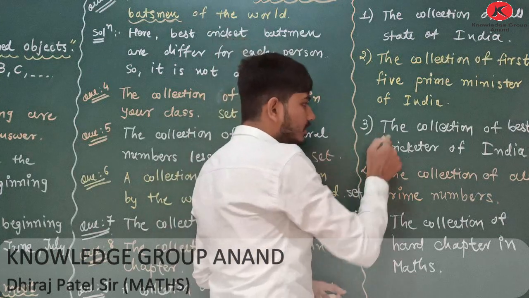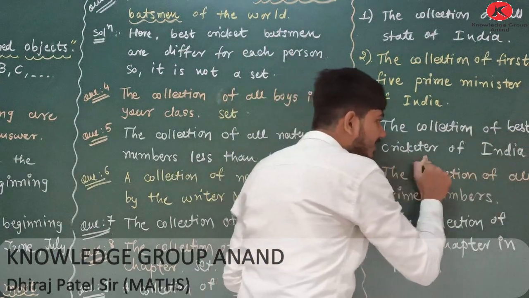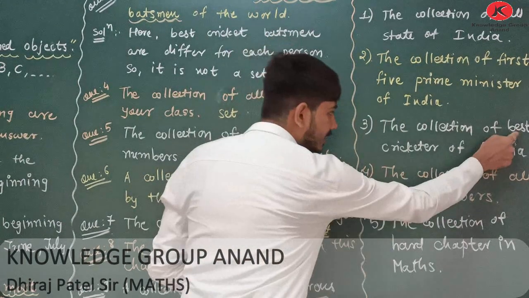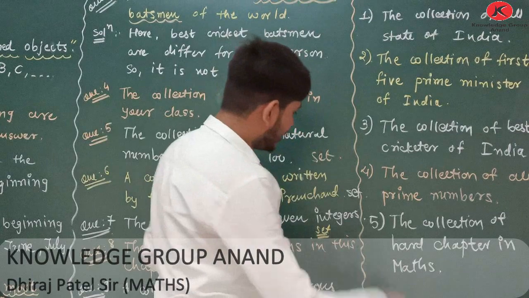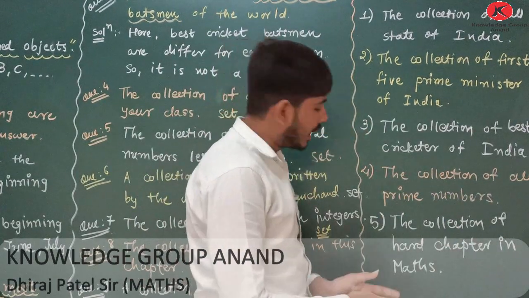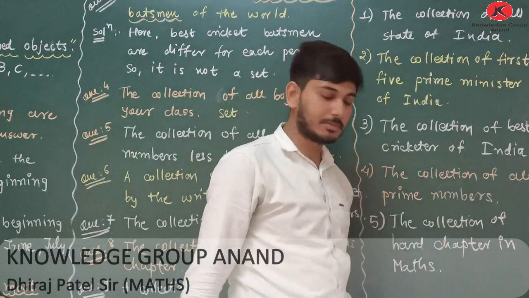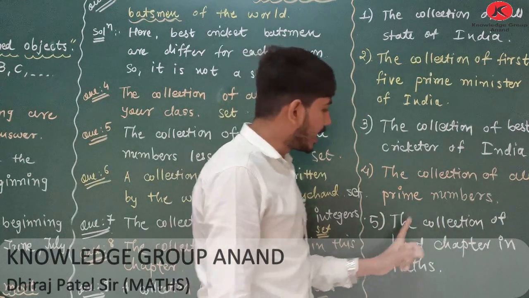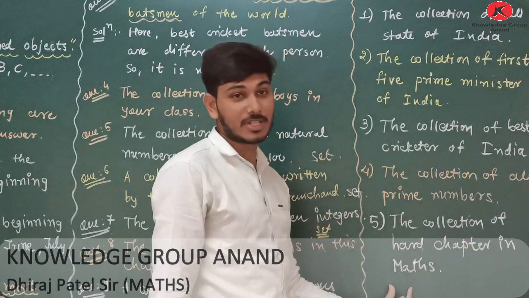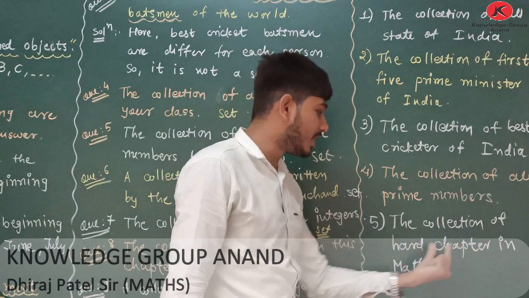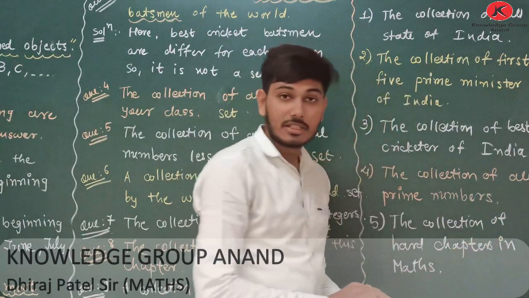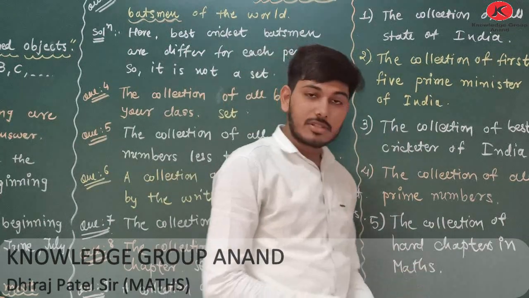Third one, the collection of best cricketer of India. Fourth one, the collection of all prime numbers. Fifth one, the collection of hard chapters in maths subject. Okay? There are 5 questions.